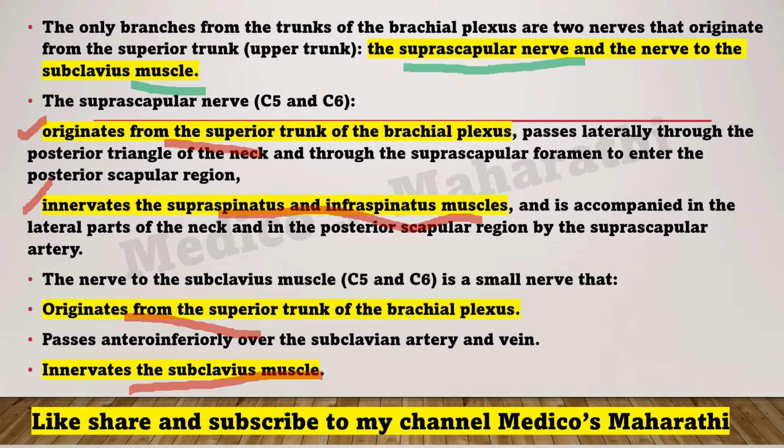Okay, and if the examiner is asking that the suprascapular nerve will pass laterally through which triangle, then you will say posterior triangle of neck through the suprascapular foramen. If he asks the name of the foramen, what will you say? Suprascapular foramen, to enter the posterior scapular region. Okay, so this question is also clear.